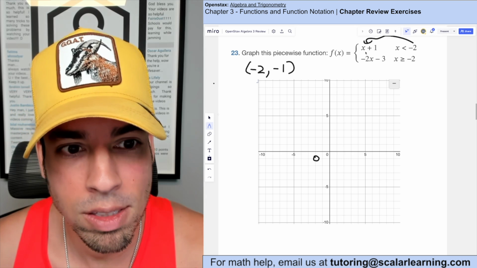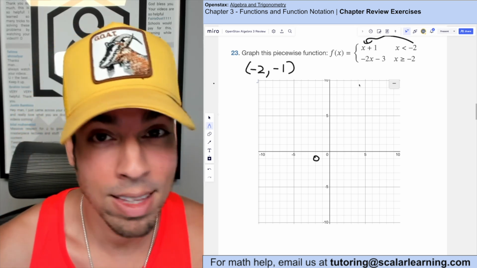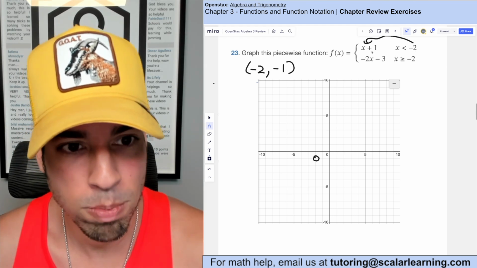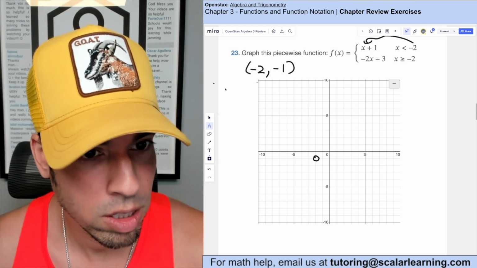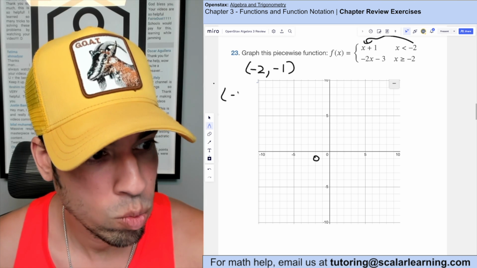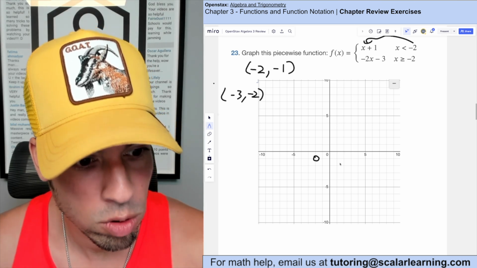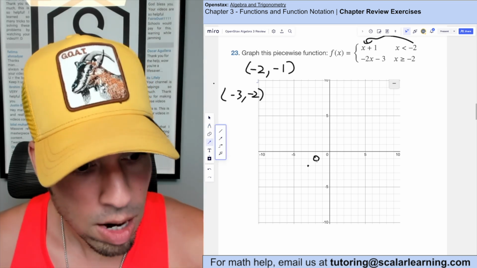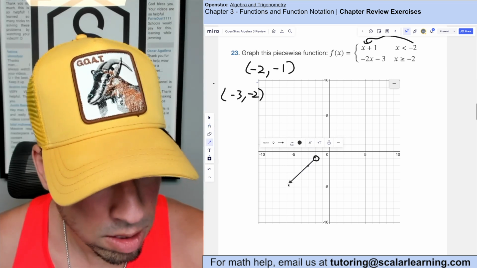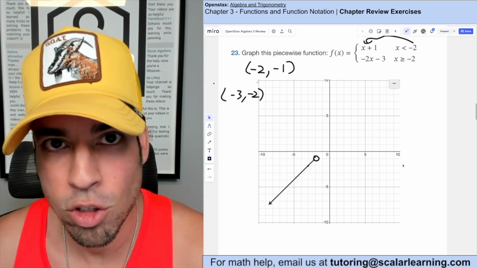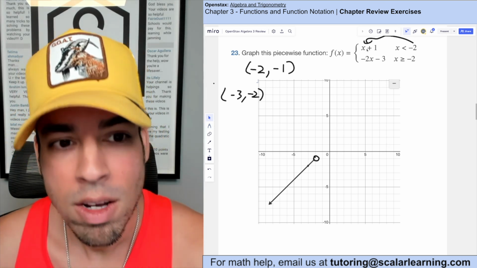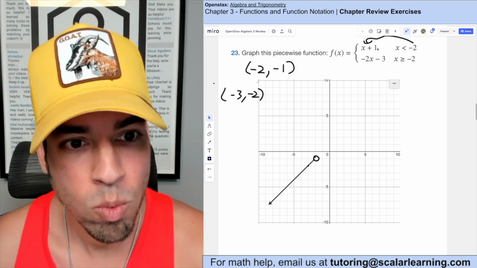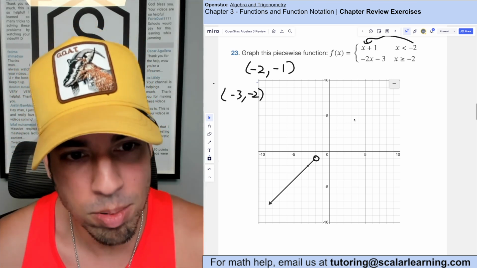Then all I need, since this is a line, is one more point to the left, because again, this is when x is less than -2. How about -3? Let's plug and chug. So -3 goes in, and we get -3 plus 1, which is -2. There's another point, -3, -2, like so. Now I'm going to connect the dots. This looks like a nice linear equation with a slope of 1. That makes sense with what we see here, x plus 1. That's a slope of 1 in front of the x, y-intercept of positive 1. But anyway, it stops at -2.